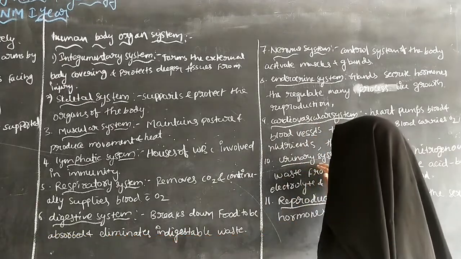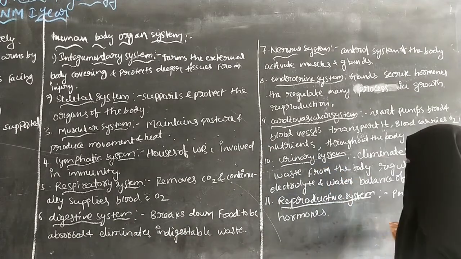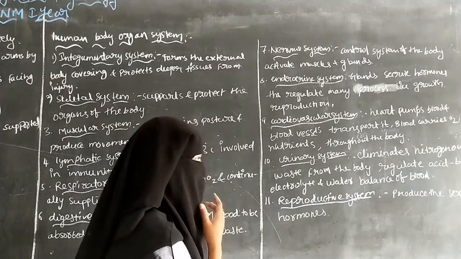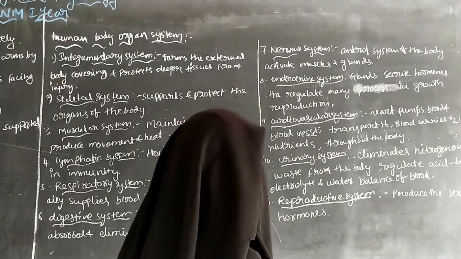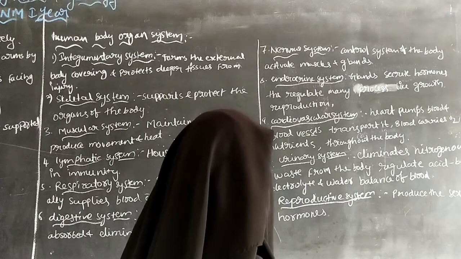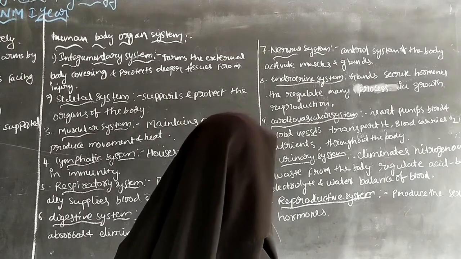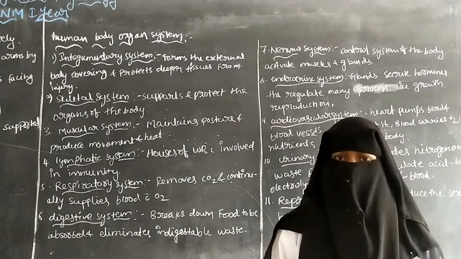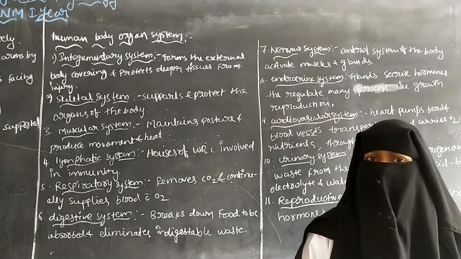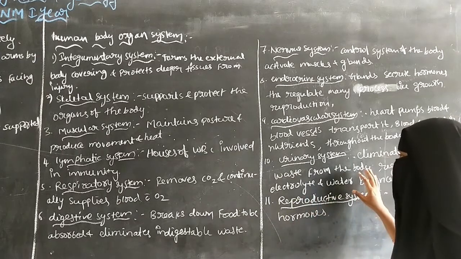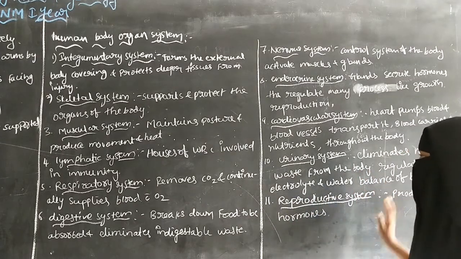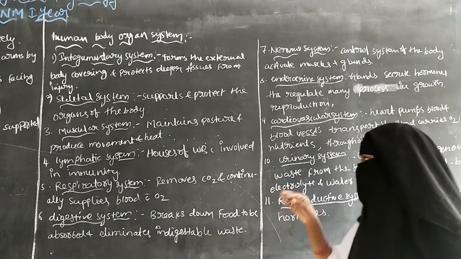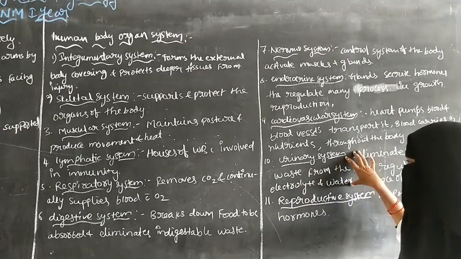Next one is the urinary system. The urinary system eliminates nitrogenous waste from the body and regulates the acid-base, electrolyte, and water balance of the blood. The urinary system includes the kidneys, ureters, and urinary bladder.